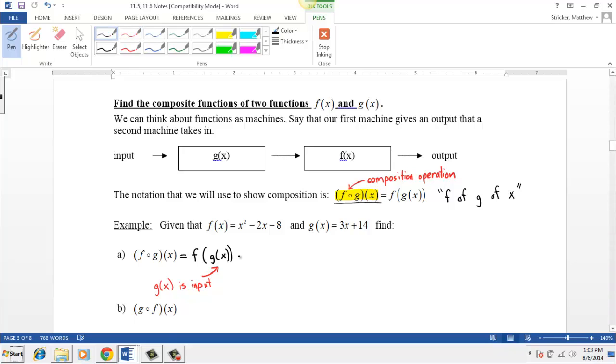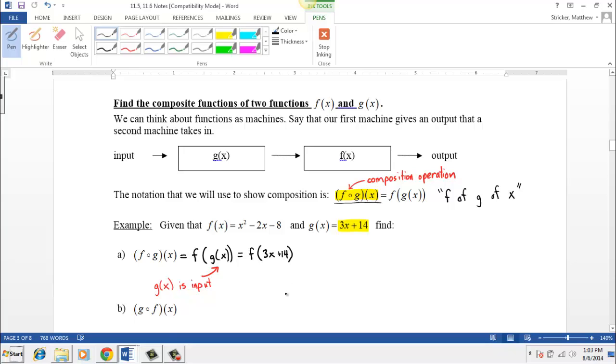What is g of x? Well, we know what g of x is. It's given in the problem. g of x is this 3x plus 14. So I could go ahead and rewrite this. What we're trying to find is not f of g of x, but more specifically f of 3x plus 14.